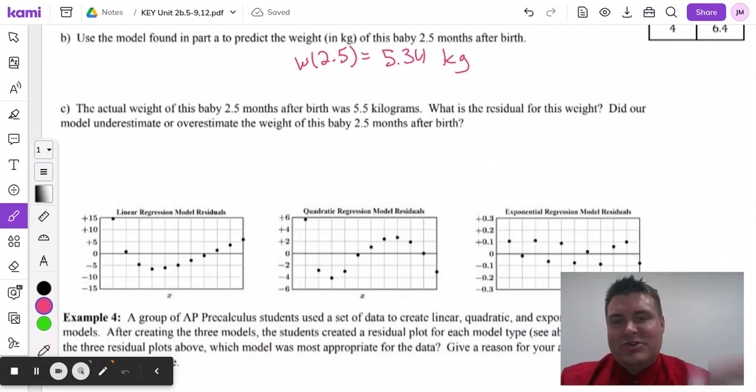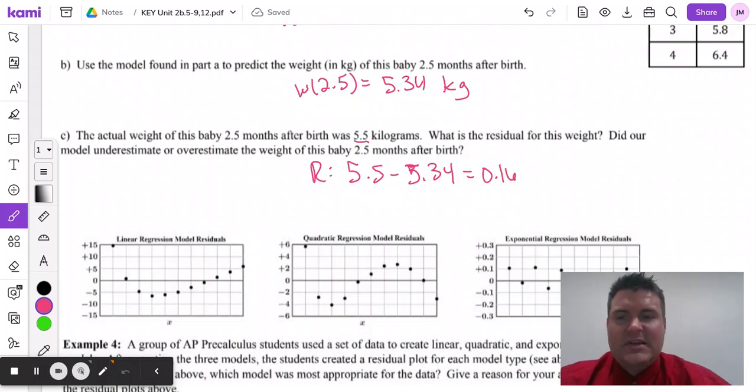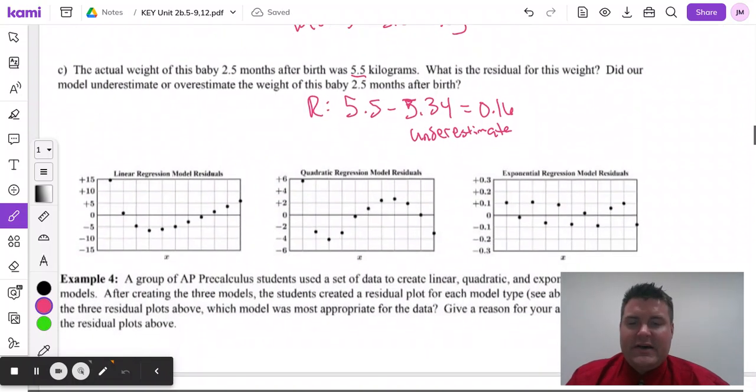Residual, just to remind you, it's actual minus predicted. I do have the predicted up here. The actual was 5.5. So for the residual, choose R for residual, not range. R for residual: 5.5 minus 5.34, sorry, I'm just looking over my notes, which gives me 0.16. And this is an underestimate. So our residual here for this particular point is an underestimate. All right, good job. You did great.